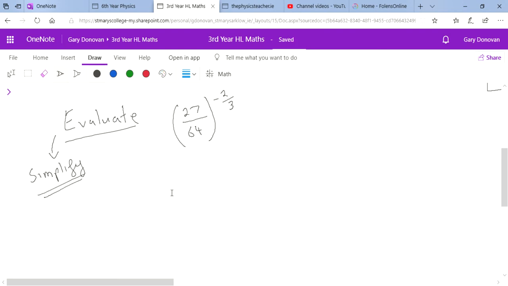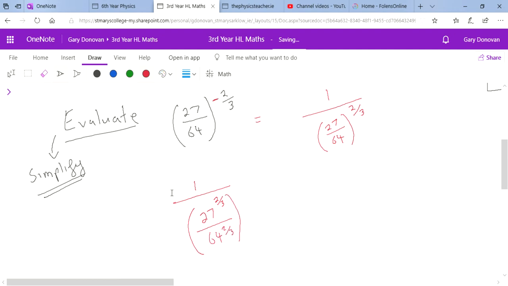So in these questions usually you have to use a lot of your laws of indices. So let's look at the power first of all. It's a minus, and the fact that it's a minus means that that would be the same as 1 divided by 27 over 64 all to the power of plus 2 over 3. So you get some marks for that straight away because you've used one of your laws of indices. Now we could use law 9, which we've just done. This would be the same as 1 over 27 to the power of 2 over 3 all over 64 to the power of 2 over 3, which is law 9.